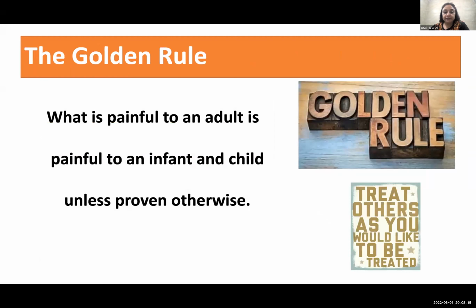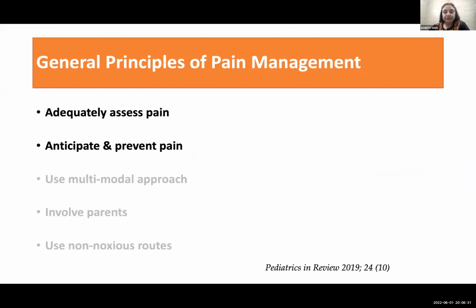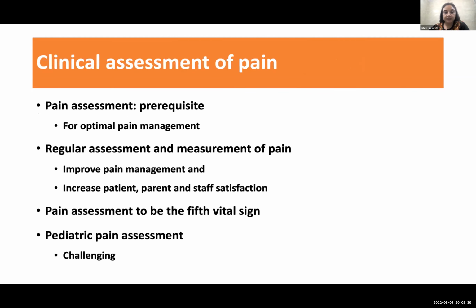So the golden rule is, what is painful to the adult is painful to the infant and child unless proven otherwise. So we should be treating pediatric patients with the same sensitivity as we treat adults. So moving on to the general principles of pain management now. The first rule of pain management is to adequately assess the pain, reassess, anticipate and prevent, and then further manage using multimodal approaches. So I'll be talking about the clinical assessment of pain.